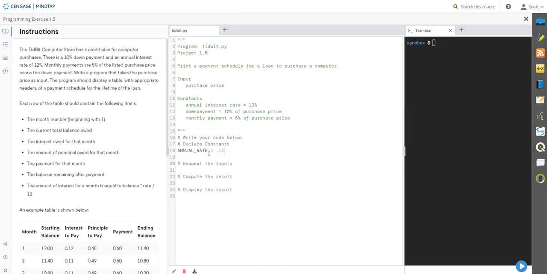So annual rate, assigned a value of 0.12. 12% is 0.12. Next is down payment is 10% of the purchase price. Well, we don't even have purchase price yet. Let's deal with that in a little bit. And then monthly payment is 5% of the purchase price. Let's come up with a monthly rate. There's an annual rate, and the monthly rate is that divided by 12.